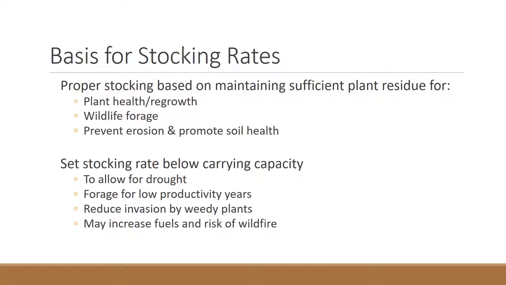There's a flip side to this, however. If you have a lot of residue left behind, that residue is also fuel. So if you're setting stocking rate very low, then you might have a lot of fuel and a greater risk of wildfire. So it's kind of a pro-con, and the manager has to decide where they fit on that continuum.